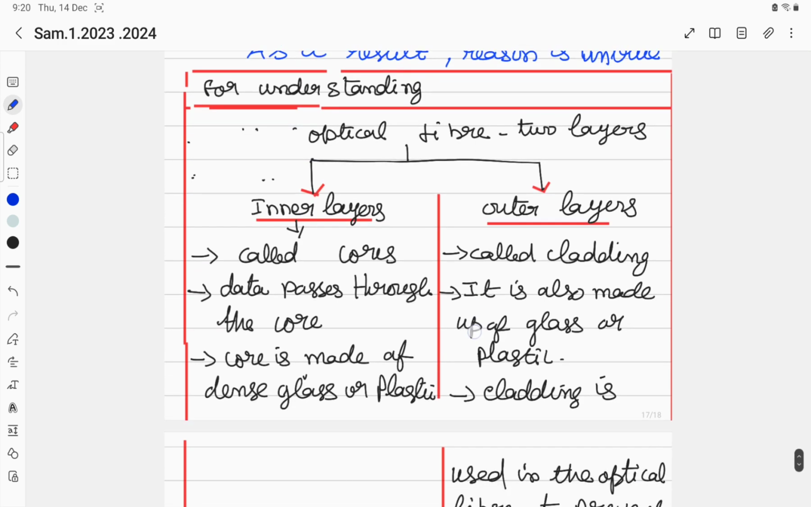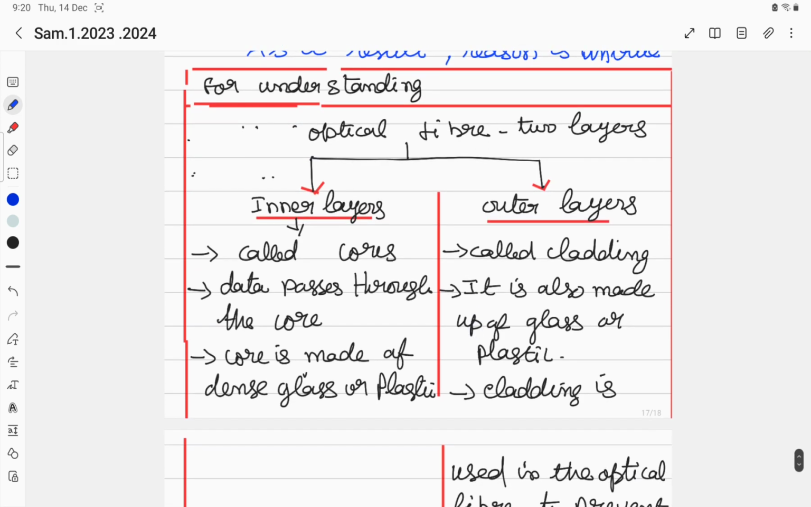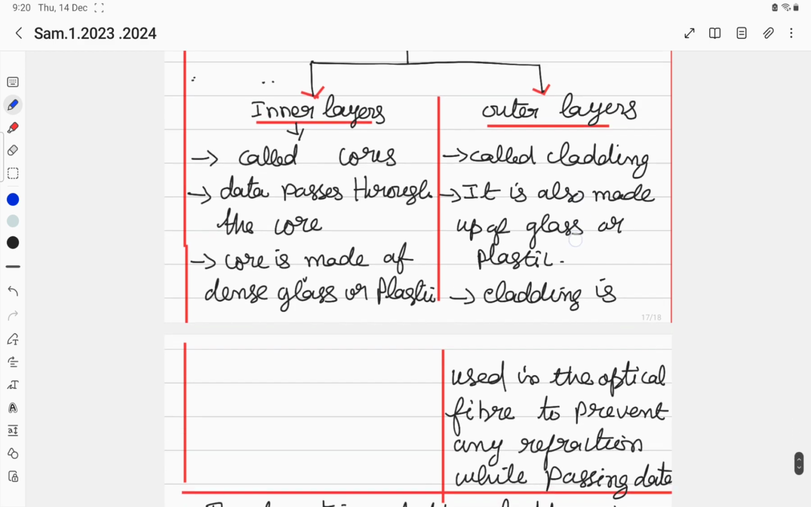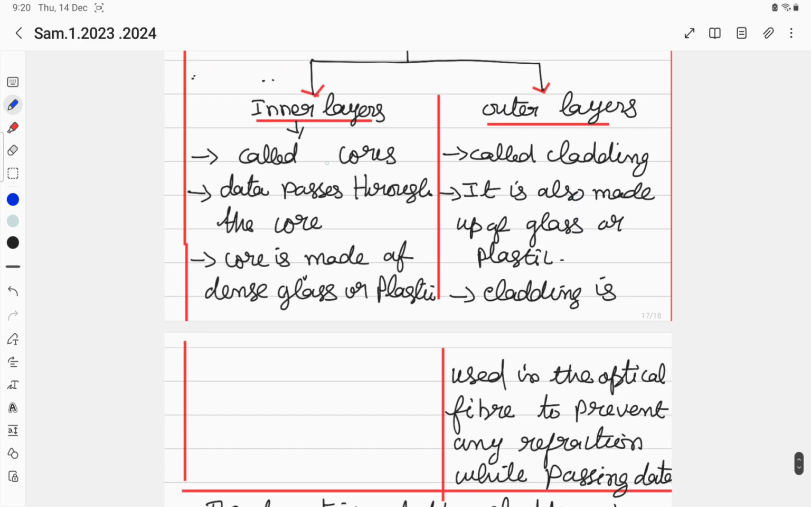For understanding, we want to know the core and cladding. Optical fiber has two layers, one inner layer, and the next one the outer layer. The inner layer is called the core. Data passes through the core. The core is made up of dense glass or plastic. The outer layer is called the cladding. It is also made up of glass or plastic.